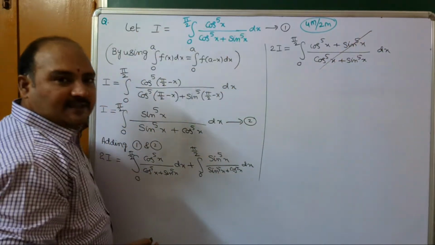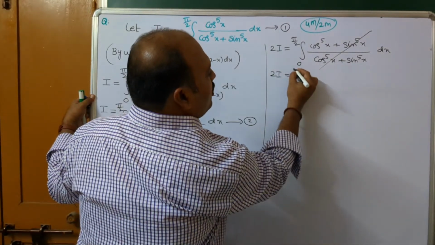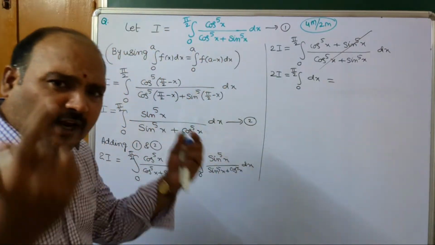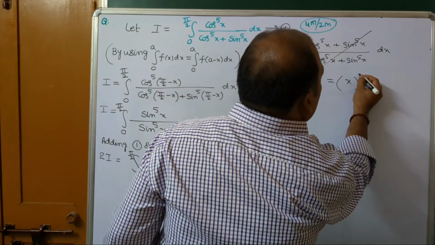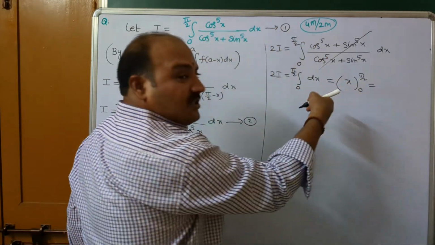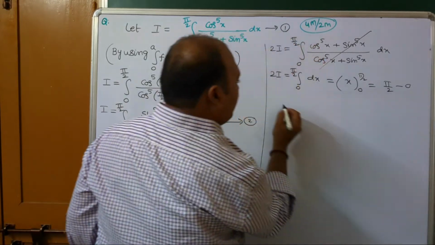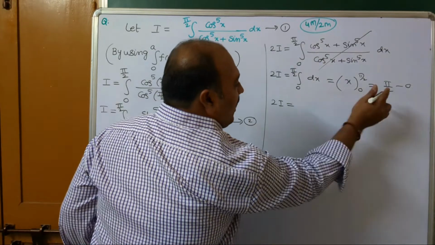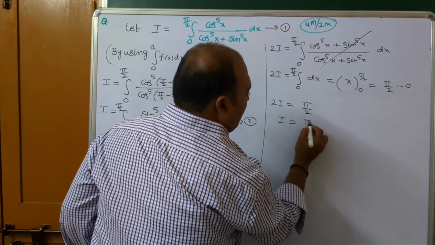So both will be cancelled. So 2I is equal to integral 0 to pi by 2 of dx. What is integral dx? Integral dx is x. Applying the limit 0 to pi by 2, upper limit first: in place of x, upper limit pi by 2 minus lower limit 0. So 2I equal to pi by 2 minus 0, means pi by 2. So I is equal to pi by 4.